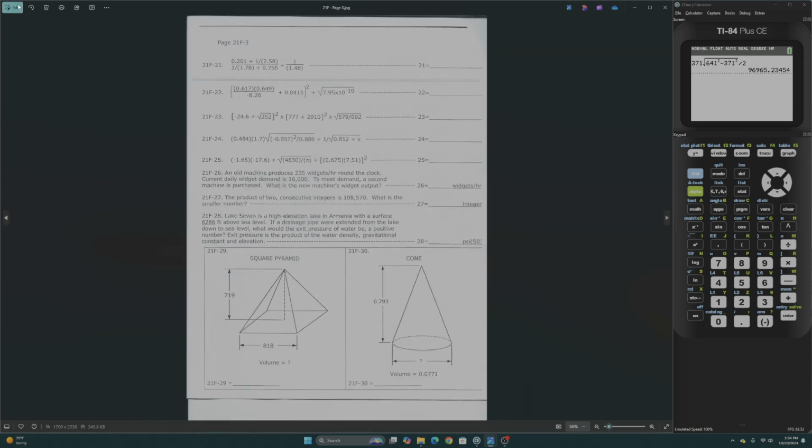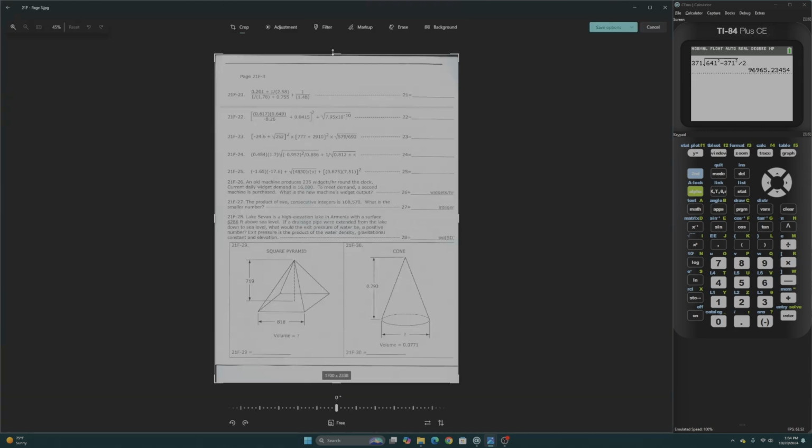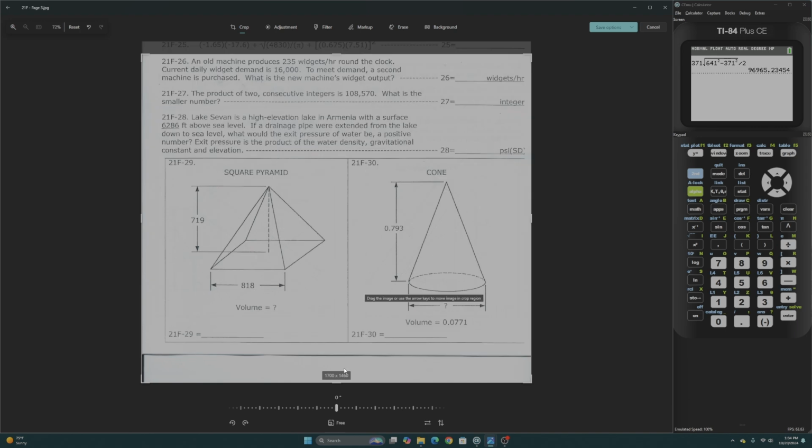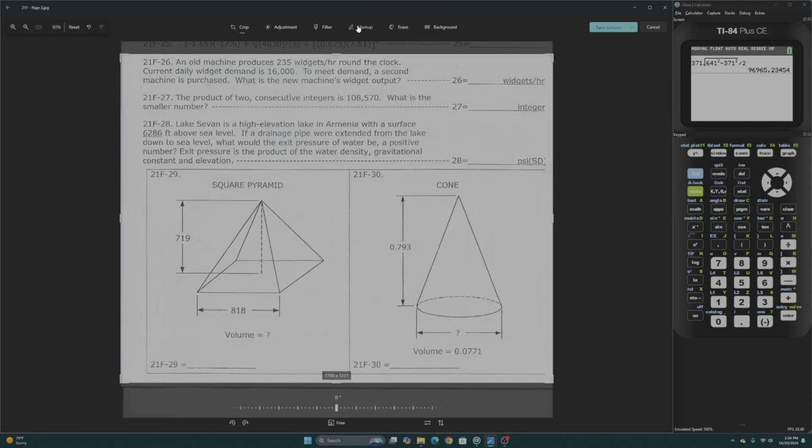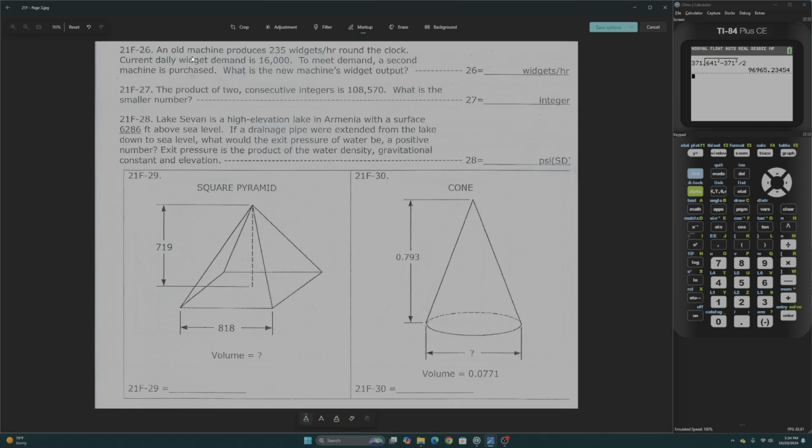Next page. Let me move this down here. All right. Looking good. Okay, so an old machine produces that many widgets per hour round the clock. So the current daily widget demand is that much. To meet demand, a second machine is purchased. So we're assuming that the new machine will be exactly meeting that 16,000 threshold, right?